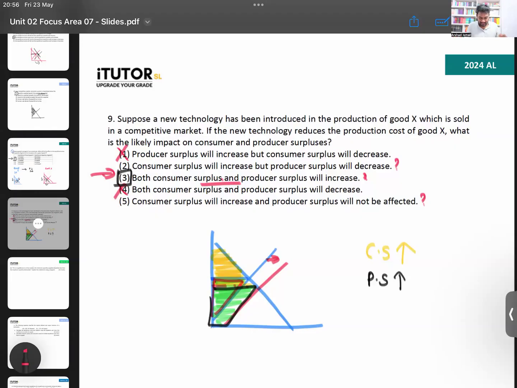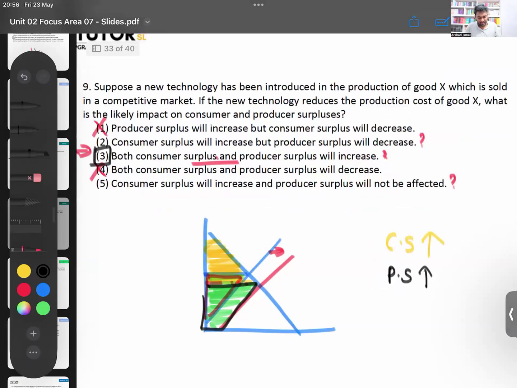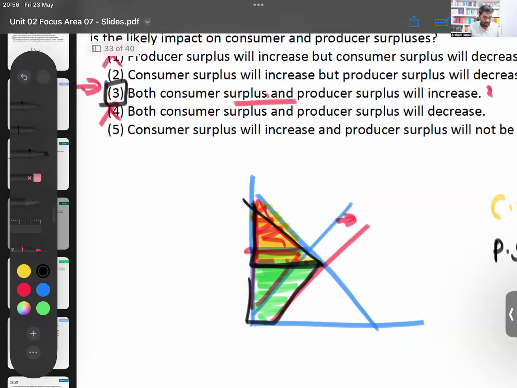Yes, consumer surplus will increase. Now, how come consumer surplus will increase? When you draw and see, you see that. This is consumer surplus before, this red color one. Now, after the supply increase, price will come down, quantity will go up. So now consumer surplus becomes this entire thing. It has increased. Okay. Right.